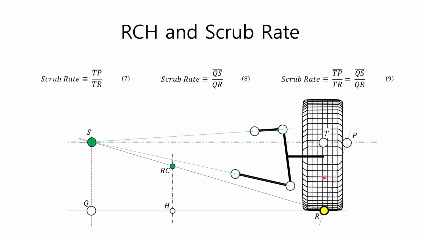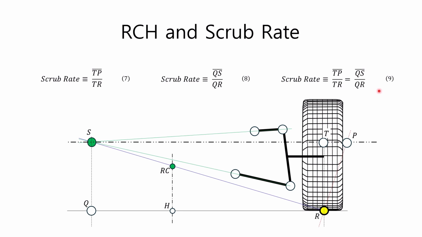In the figure here, the tangent of the angle between the tangent direction of the circular motion of the tire road contact point R around the swing center and the vertical line is the rate of change of the lateral position of point R. Therefore, scrub rate can be expressed using line segment lengths TR and TP as shown in equation 7. Since triangles SQR and PTR are similar, this value can be expressed using line segment lengths QR and QS as shown in equation 8. All of these can be expressed in a single equation as shown in equation 9.